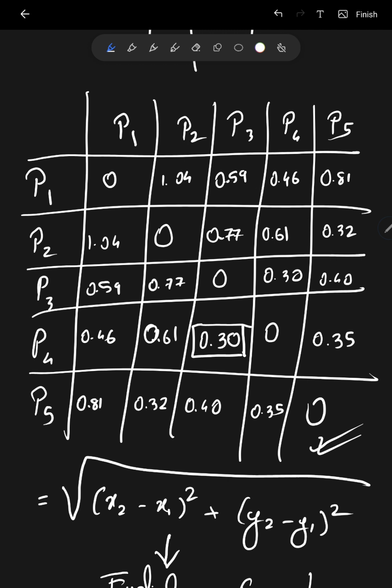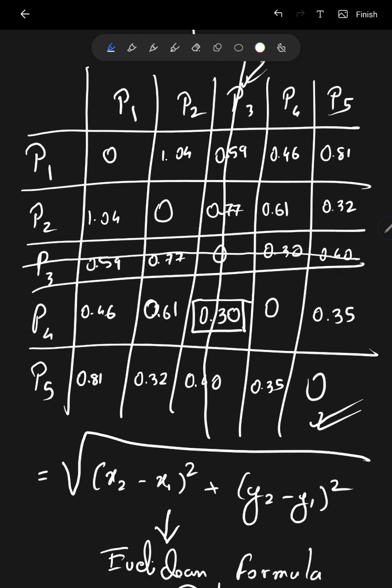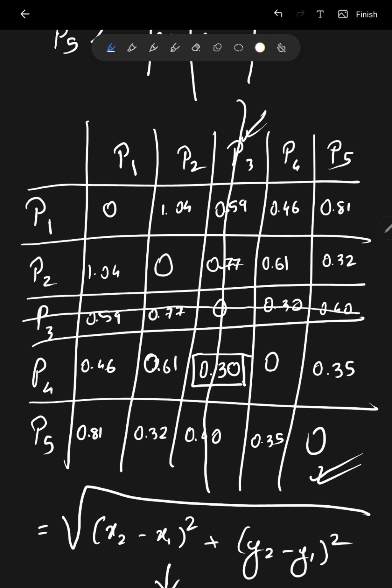We'll cancel the row and column of the point that comes first. Here we found the distance between P3 and P4, and P3 comes before P4, so we'll cancel out the row of P3 like this. Did you get how we are cancelling it? This P3 and this P3 we have cancelled out. Then we need to combine them together. This is the smaller distance, so we'll be combining P3 and P4.